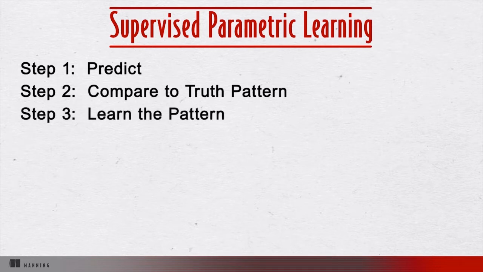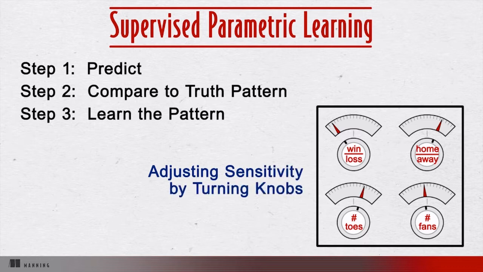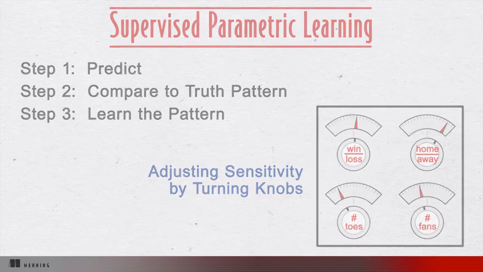Step 3. Learn the pattern. This step adjusts the knobs by studying both how much the model missed, 98%, and what the input data was, sports stats, at the time of the prediction. It then turns the knobs to make a more accurate prediction given the input data. In theory, the next time it saw the same sports stats, the prediction would be lower than 98%. Note that each knob represents the prediction's sensitivity to different types of input data. That's what we're changing when we learn.